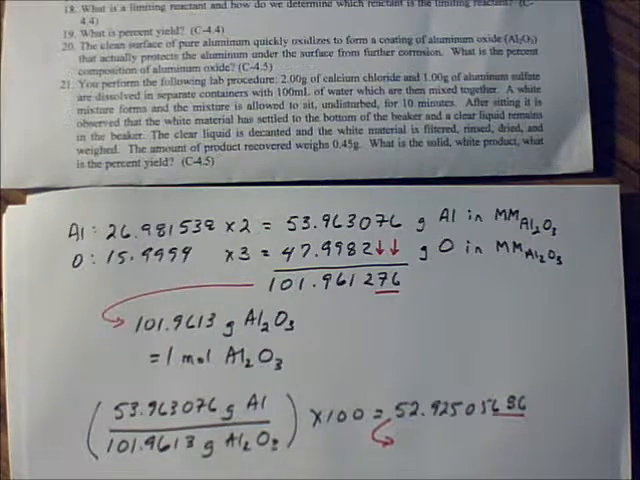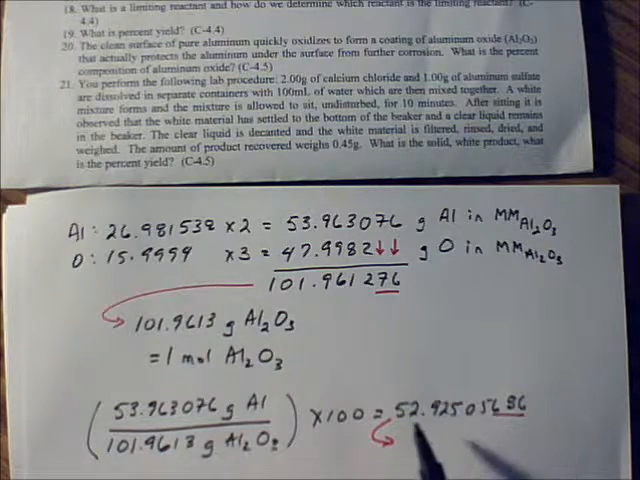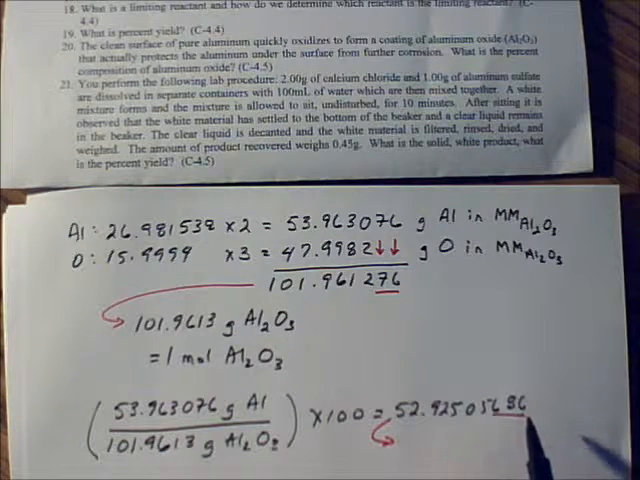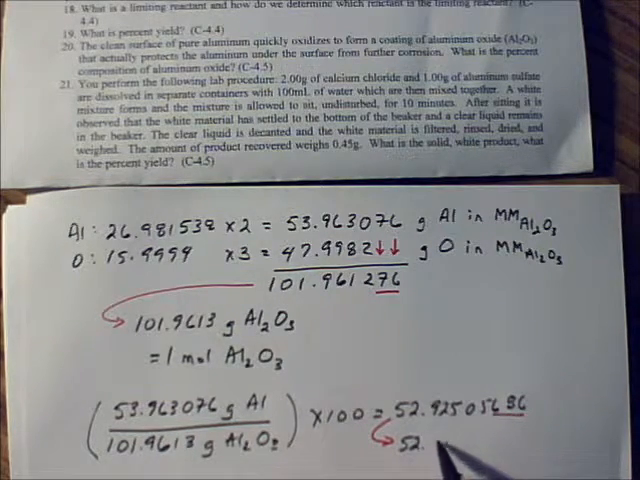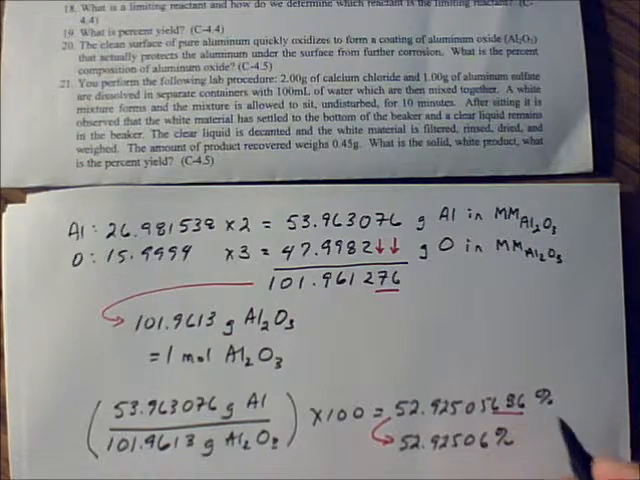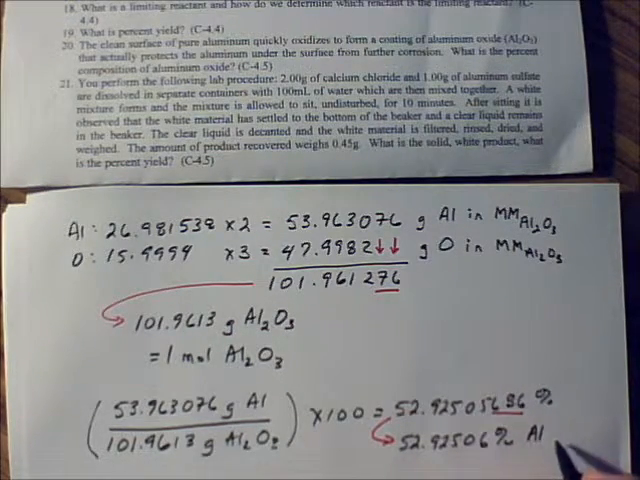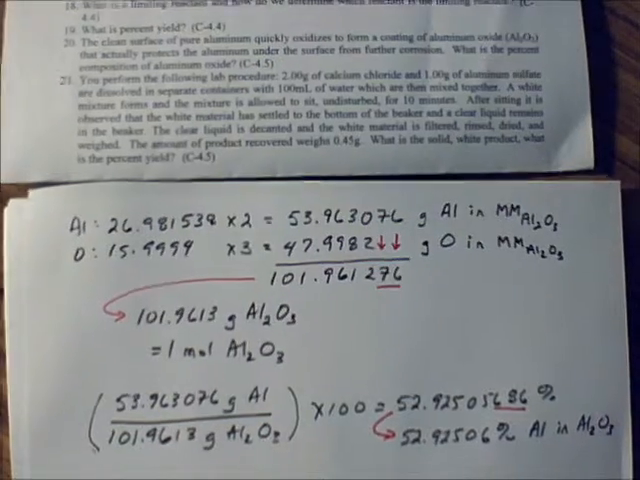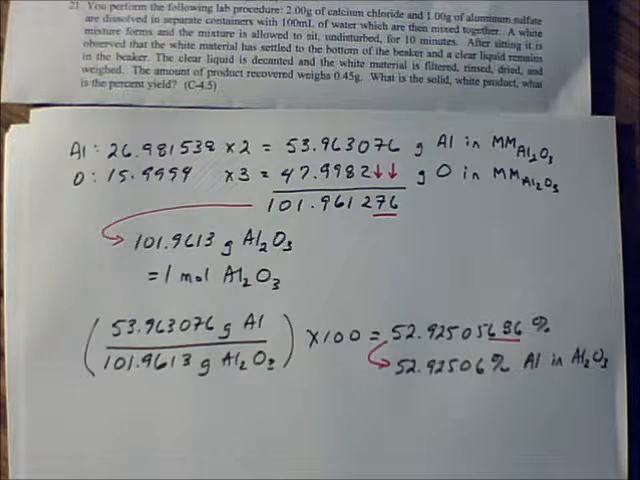Okay, so I counted all of the significant digits in both these numbers. This one has more significant digits than this one does. And this one has 1, 2, 3, 4, 5, 6, 7 significant digits. So I've counted 1, 2, 3, 4, 5, 6, 7 and underlined everything after it. And so we get 52.92506%. Percent of what? Percent of aluminum in aluminum oxide.